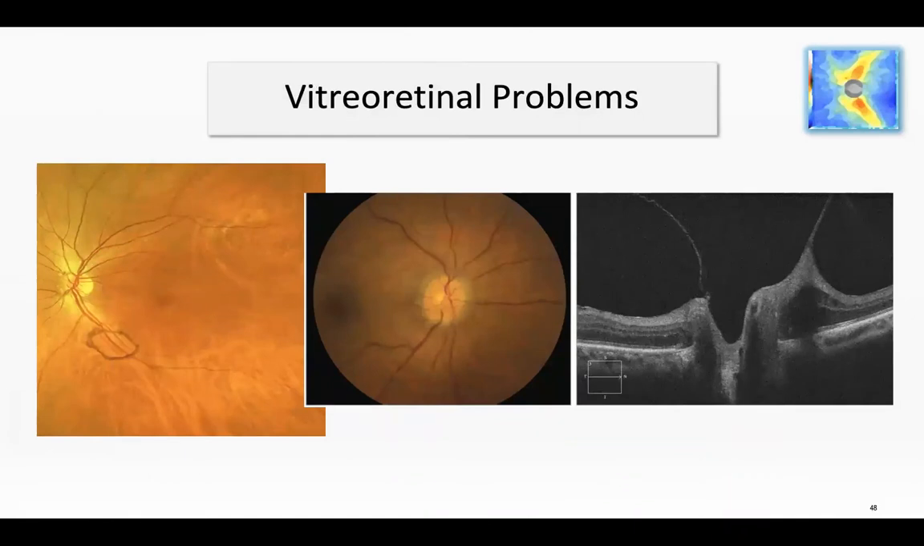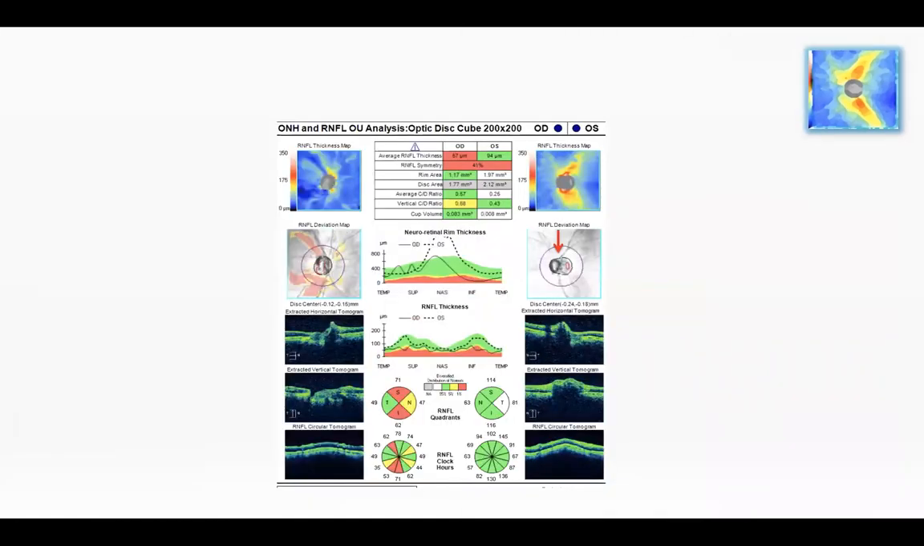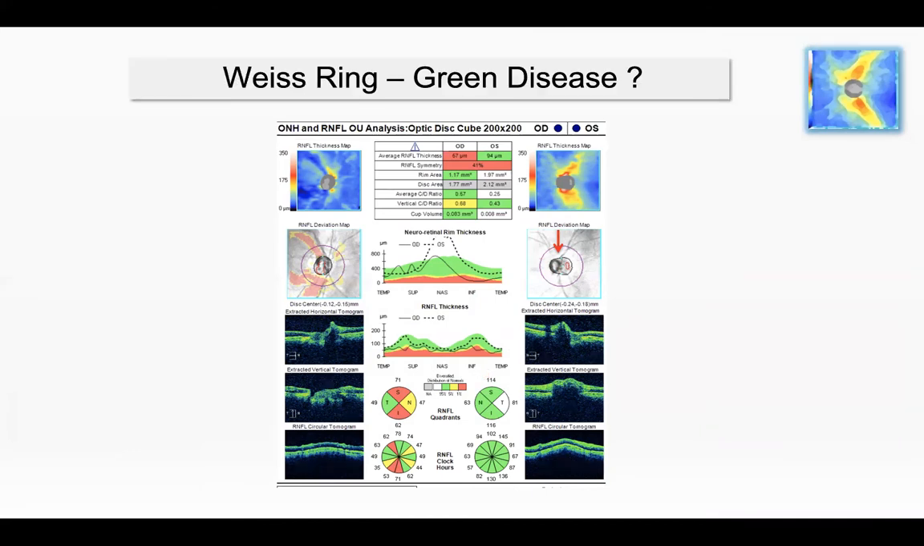Generally, vitreoretinal interface problems are the main reason for the red and green disease. White ring can also cause this kind of strange-looking artifact and result in green disease. You see, this eye has nearly two discs, a double disc eye, and it's causing problems with the statistical comparisons. So white ring may cause green disease.